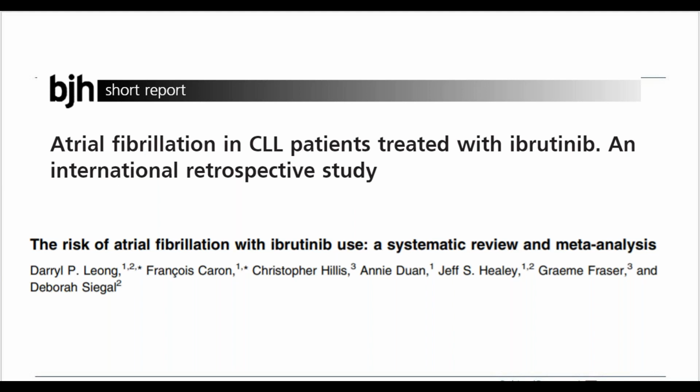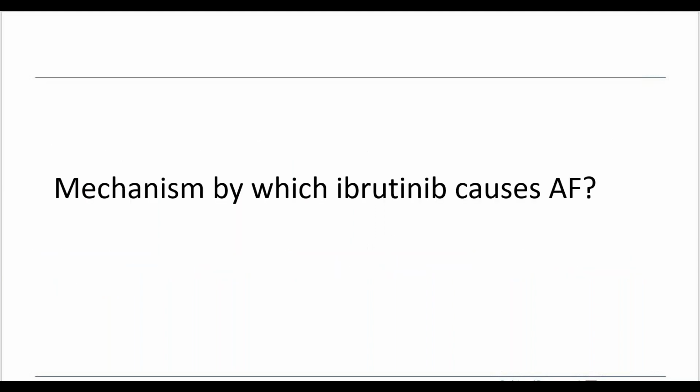Unfortunately, we don't really understand the mechanism of why atrial fibrillation happens in patients on Ibrutinib, and that has not been fully addressed in previous publications or attempts. So our authors took on this mission, and they went on a mission to really find out what is the underlying mechanism of atrial fibrillation in patients who are receiving Ibrutinib.